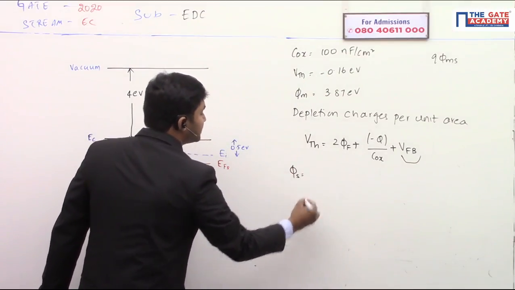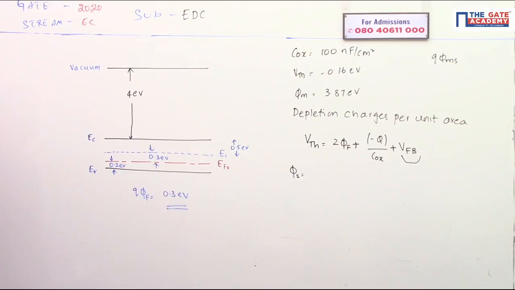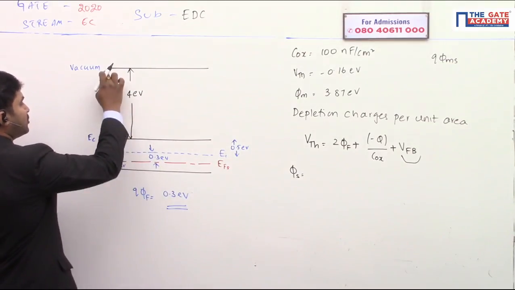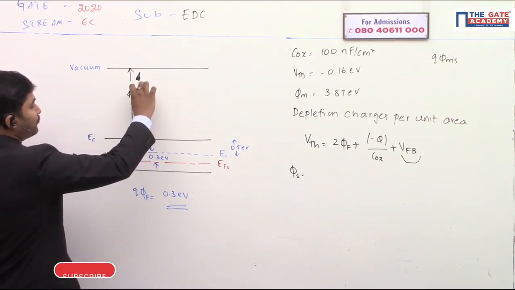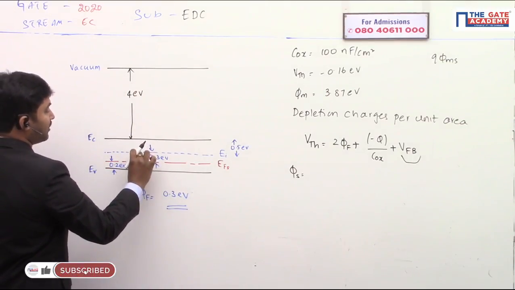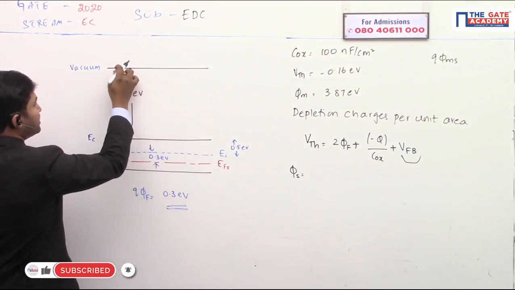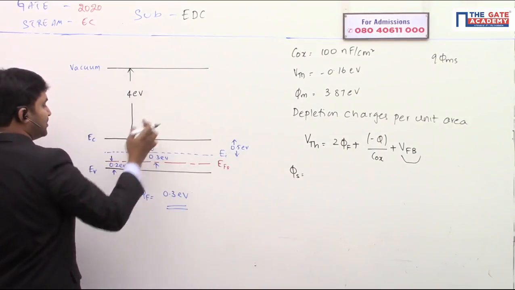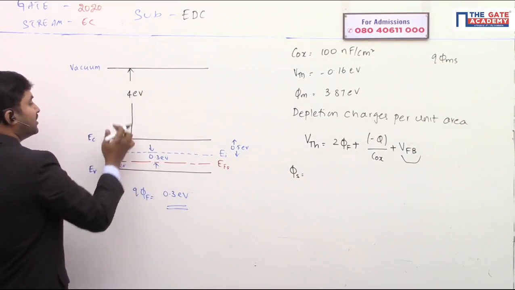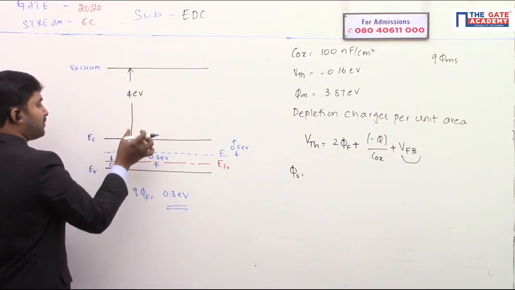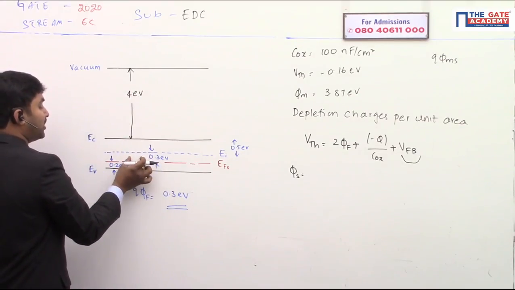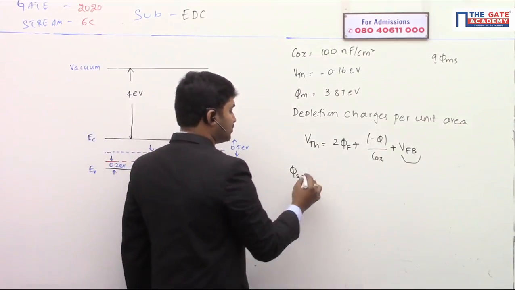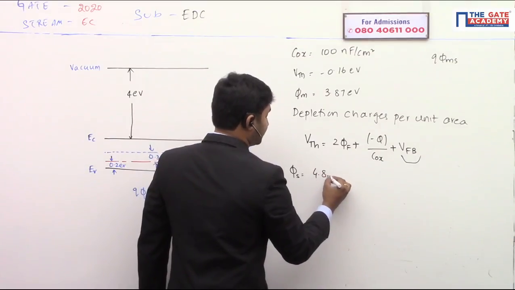What is phi s? It is the semiconductor work function. The semiconductor work function can be given by the vacuum energy level minus the Fermi energy level. So you're having 4 here, here you're having 0.5, here you're having 0.3. It means that the energy gap between the vacuum energy level and the Fermi energy level is nothing but the work function of the semiconductor. So totally you can have 4 plus 0.5, 4.5, plus 0.3, it is 4.8. So you're having 4.8 eV as the work function over here.